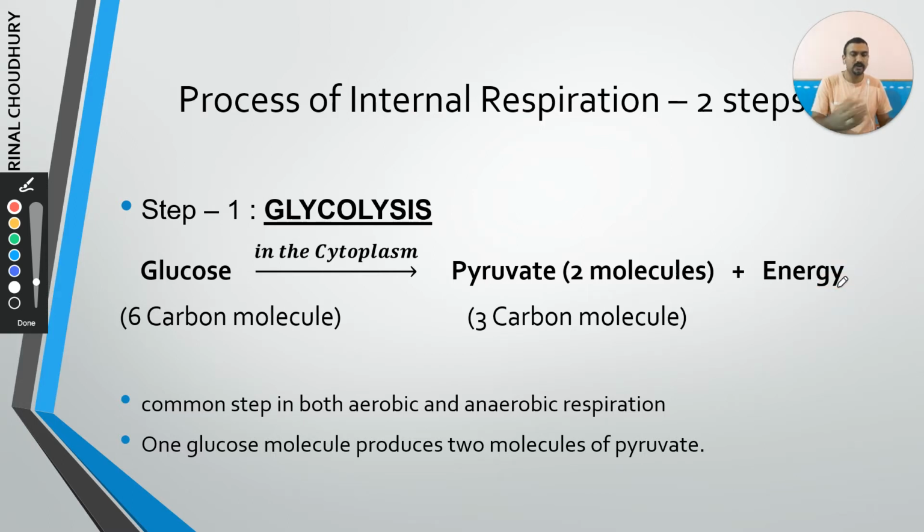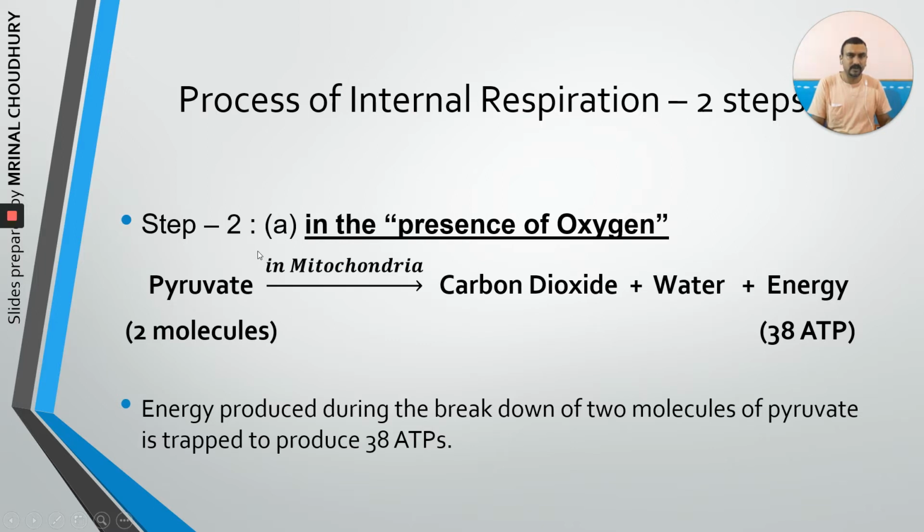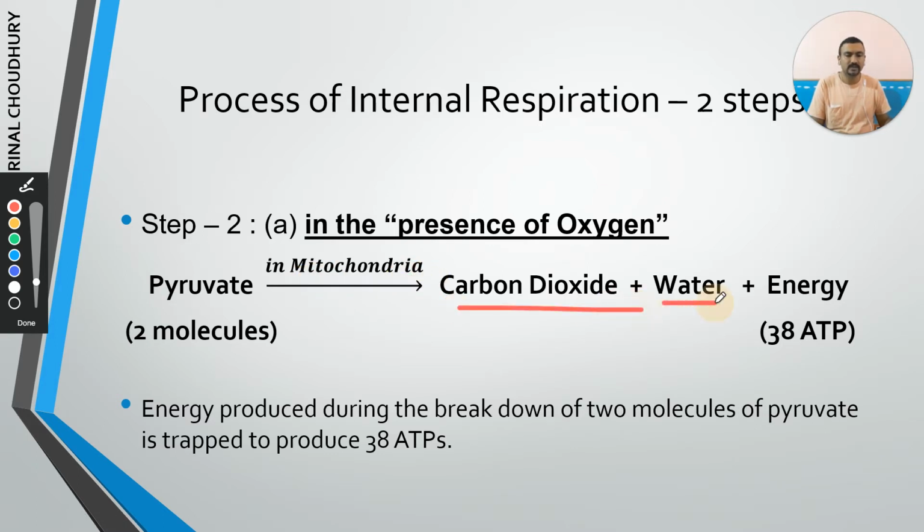Whether aerobic or anaerobic respiration, this process is a common step that takes place. Then coming to the next step, where there can be 3 possibilities. If we are talking about aerobic respiration, then in the presence of oxygen, that same pyruvate is broken down in the mitochondria of the cell to give carbon dioxide plus water, and a lot more energy is released. All this energy, along with the energy produced in the previous step, that is glucose breakdown to pyruvate, is released as the pyruvate breaks down to carbon dioxide and water.